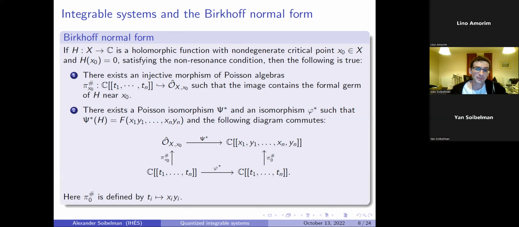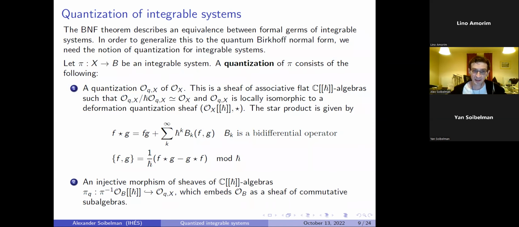The idea is that, stated in such a way, you can also quantize this diagram and both of these statements, and obtain a similar reinterpretation of the quantum Birkhoff normal form, but now with things involving deformation quantization. In order to do this, you want to be able to quantize the notion of an integrable system. So this is what's next. Here the idea is that you can interpret the integrable system in the way I've stated, as an embedding of functions in the base, as a Poisson commutative subalgebra, into functions in the total space.